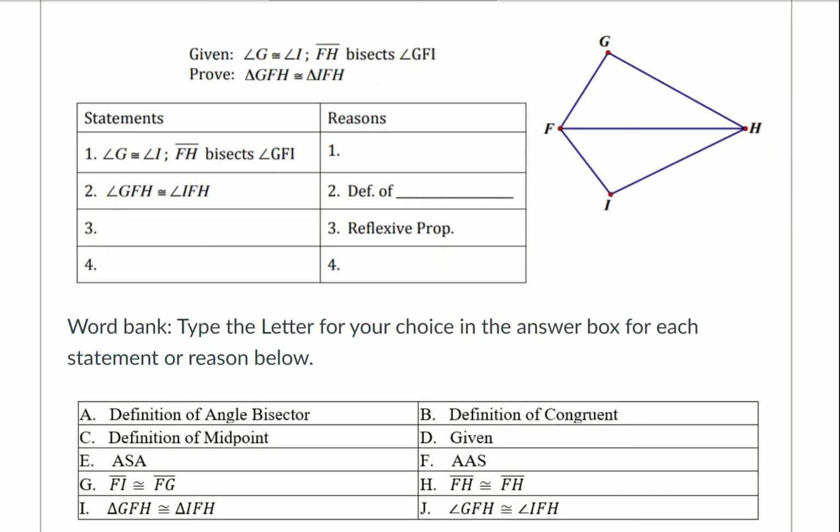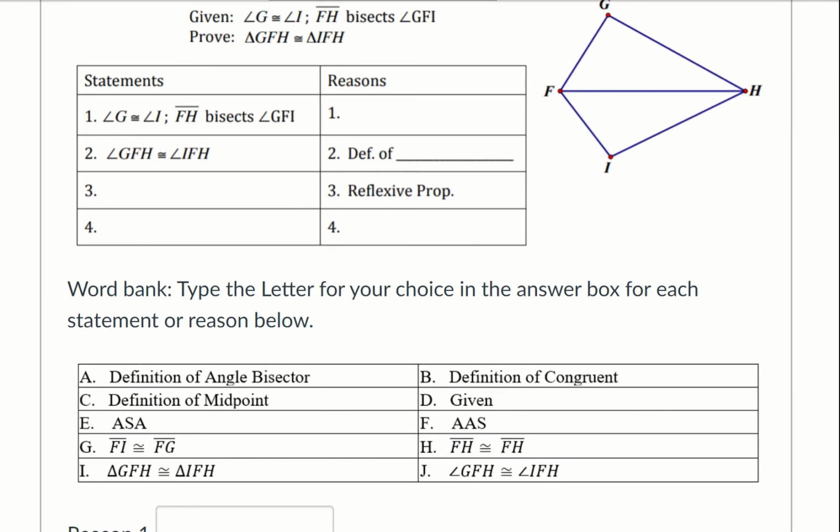All right, question 3. We're given a proof. We're given that this angle G is congruent to angle I. We have that FH bisects GFI. So this right here is my bisector. It's bisecting this angle GFI, which means it's cutting it in half. So this angle is congruent to this angle on the other side. So we know that piece of information as well. Those two angles are congruent, and that's the information they give us.